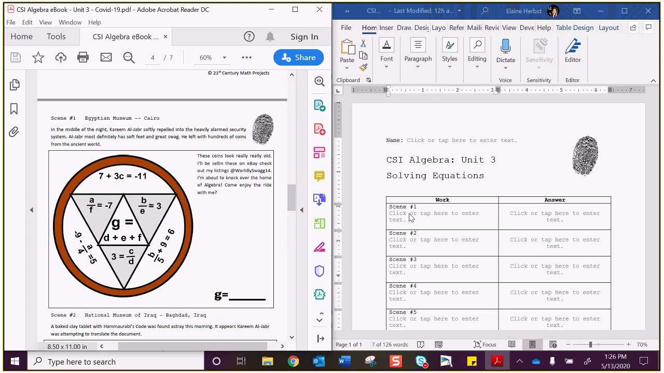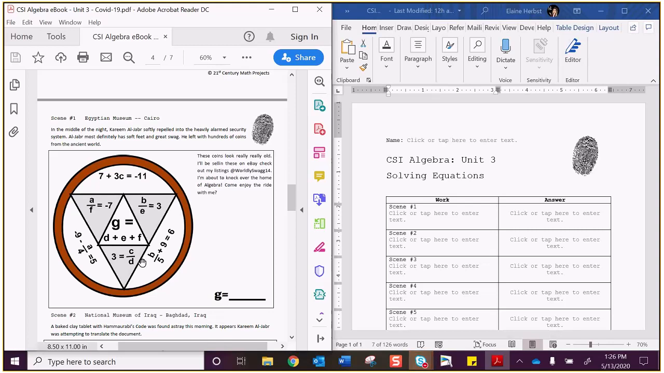And so now you're just looking at this coin. This is one of the coins that he stole. So looking at the coin, you can see down here in the bottom that we're supposed to figure out what G equals. So when we look at this coin, you can see in the middle, G equals D plus E plus F. Okay, well, that's not helpful because I don't know what D, E, or F are.